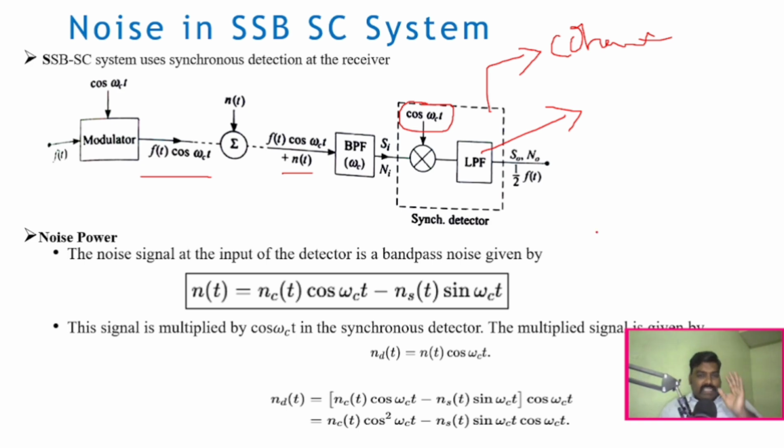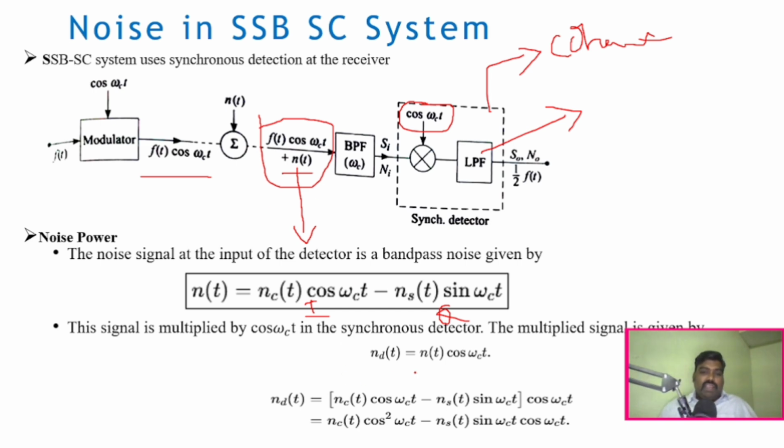And this is going to be the same derivation, only a small difference here. As I said, we are going to first calculate the noise power. We know that n(t) is written as nc(t) cos ωct minus ns(t) sin ωct, where this is the in-phase component and this is the quadrature component. This is the complete signal, but we are taking only the noise power because we are going to calculate the noise power. We consider the noise signal.